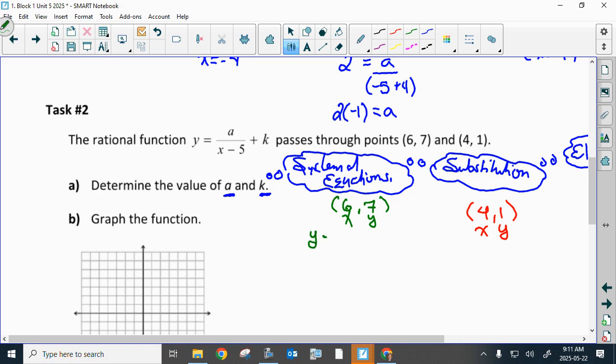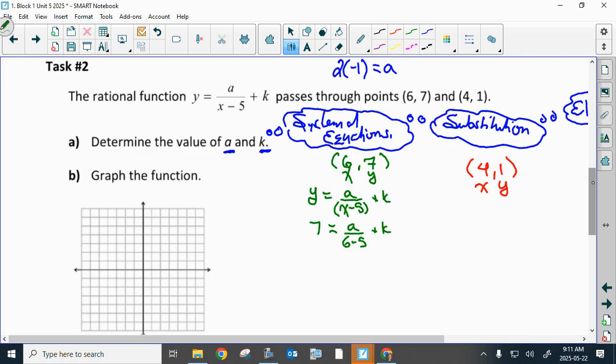So if this is my equation, y is equal to a over x minus 5 plus k, substitute the 7 in for the y, the 6 in for the x. Now 6 minus 5 is 1. Are you guys okay that we would just stop right here? I have no idea what a could be. 1, k could be 6, a could be 2, k could be 5, right? Like there's so many opportunities here. I don't have enough information to definitively decide.